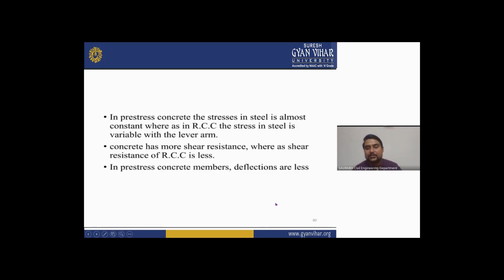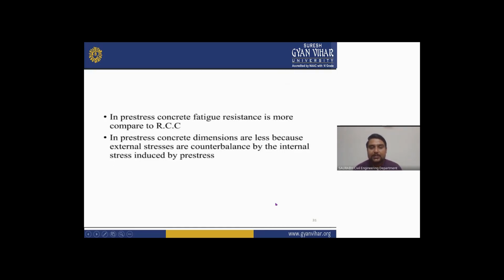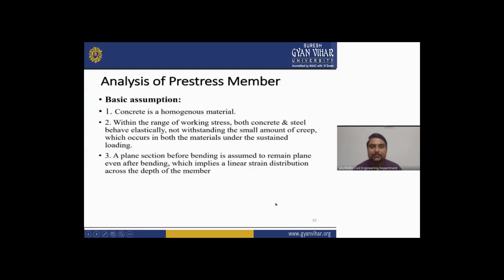In prestressing, concrete member deflections are less. In prestressed concrete, fatigue resistance is more compared to RCC. In prestressed concrete, dimensions are less because the external stresses are counterbalanced by the stresses induced by the prestress.